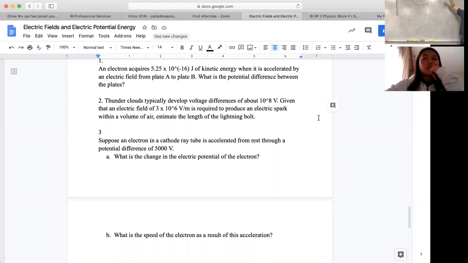So in a wire, if you hook the wire up to a battery, you have electrons. They're going to move from high electric potential energy, or high voltage. I'm going to just write this as voltage for now, which is high potential energy, to low potential energy.